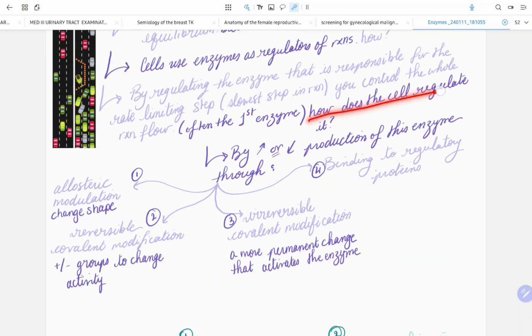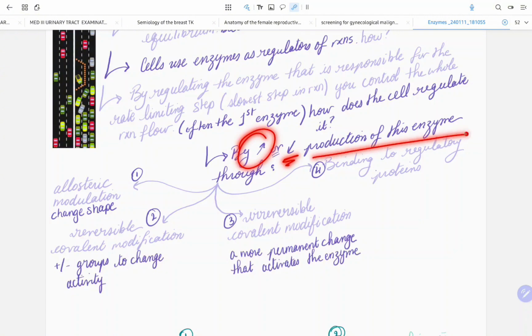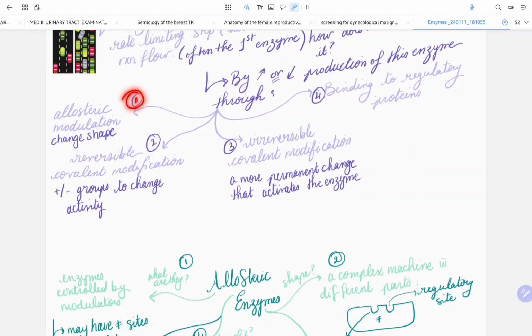So how does the cell regulate these enzymes that are related to the regulation of reactions? It either increases or decreases the production of this enzyme. How? Number one is allosteric modulation of this enzyme. Allosteric modulation means that I change the shape of this enzyme. It looks like this, I make it look like this.